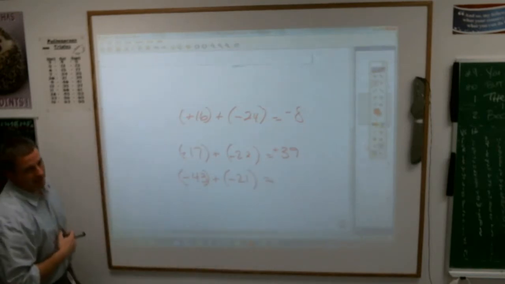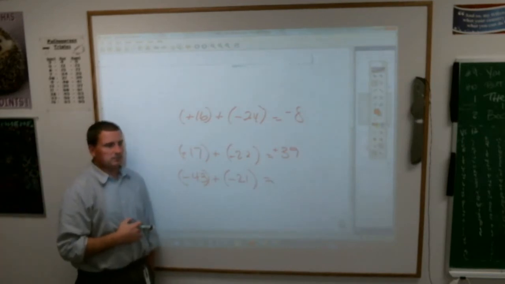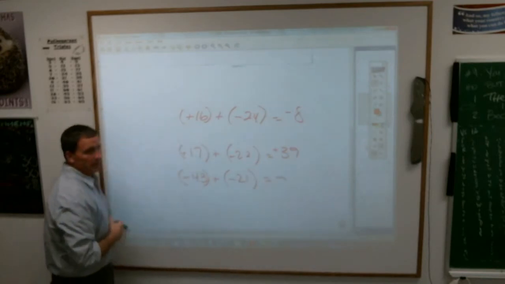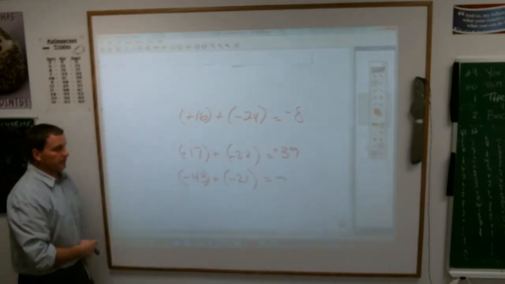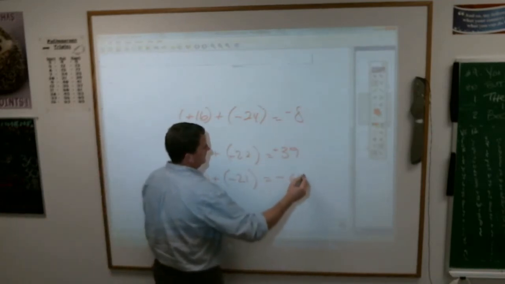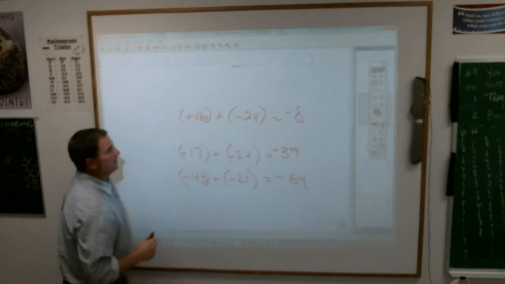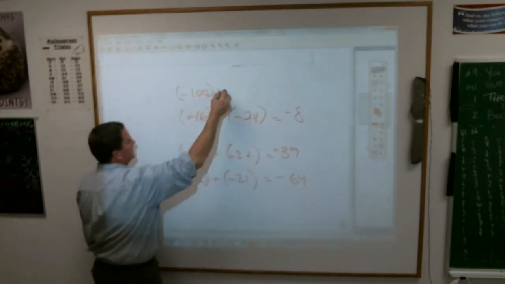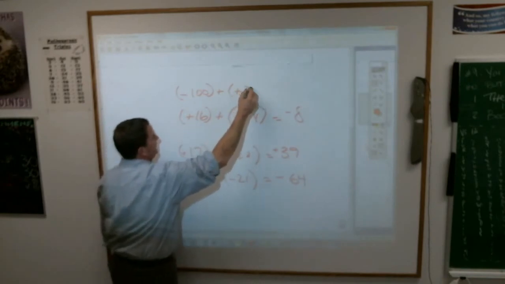If they're both negatives and I'm adding them together, my answer is going to be negative or positive? Negative. What do I do if they have both the same signs? I add them, and I get negative 64. What about a negative 100 plus a positive 35?